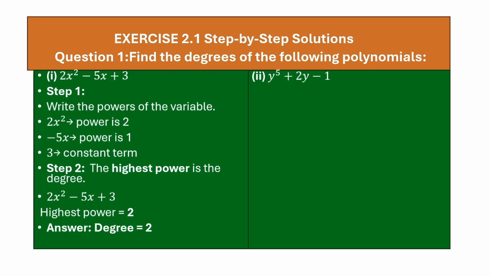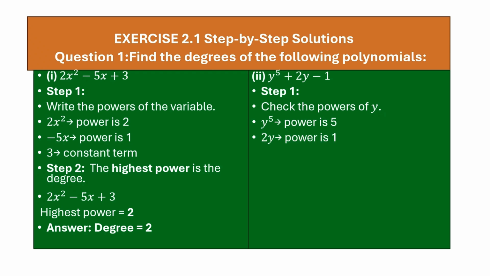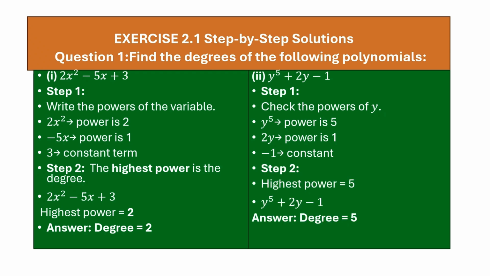Let's see question number 2. y to the power 5 plus 2y minus 1. So what is the first step? Check the powers of y. For y to the power 5, the power is 5. For 2y, the power is 1. And for minus 1, it is a constant. What is the highest power here? 5. So what will be the degree? 5. And that's your final answer.